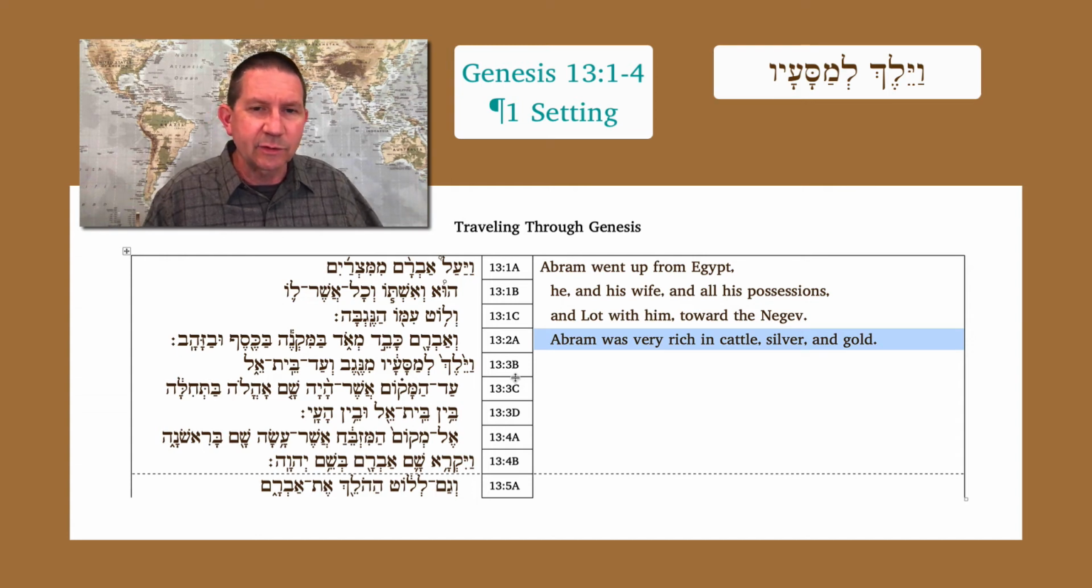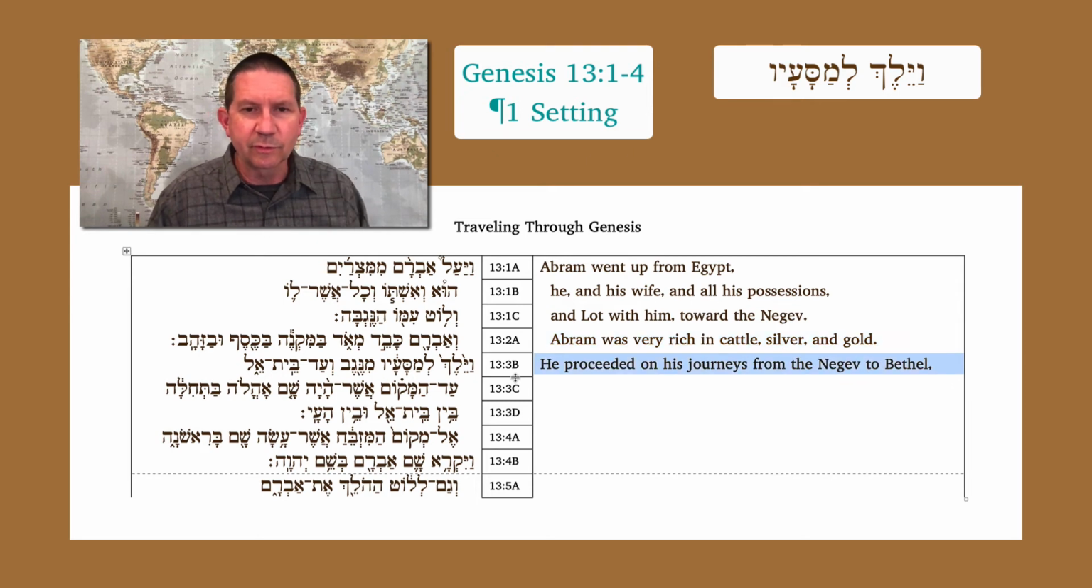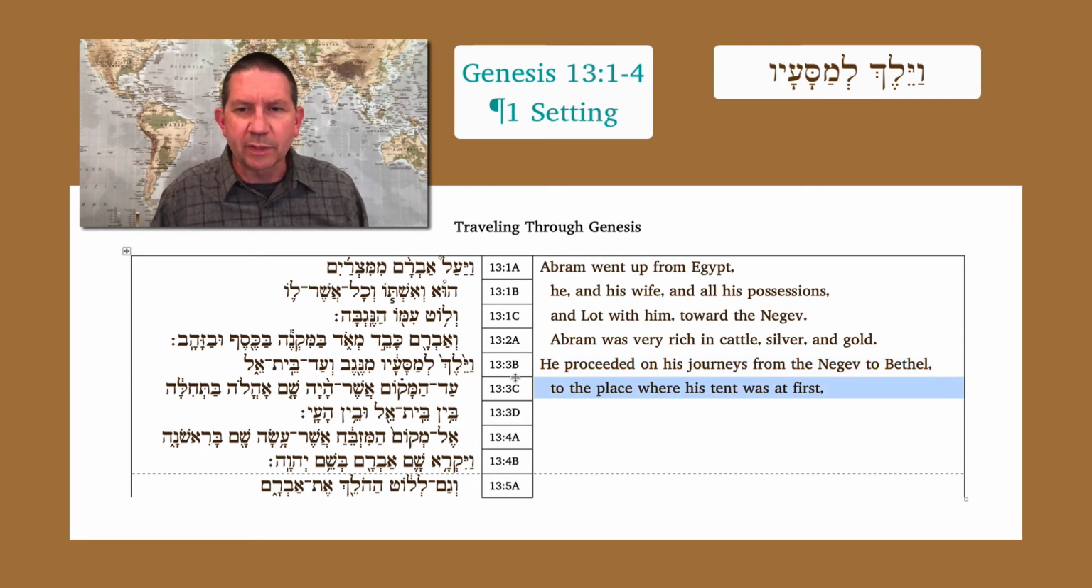Va'ad Beit El, so unto Bethel. And then he gives further description to that place. Ad makom asher haya sham ohalo batachila. So ad hamakom, unto the place where his tent was there at the beginning, which in better English would be to the place where his tent was at first. And in English, we don't need to repeat the sham, whereas Hebrew likes that kind of redundancy.